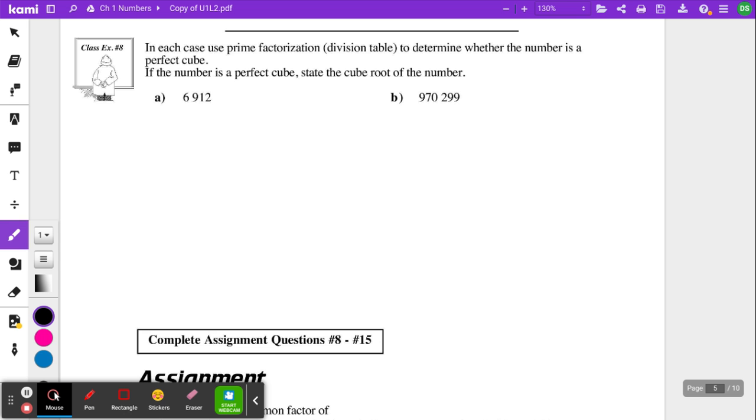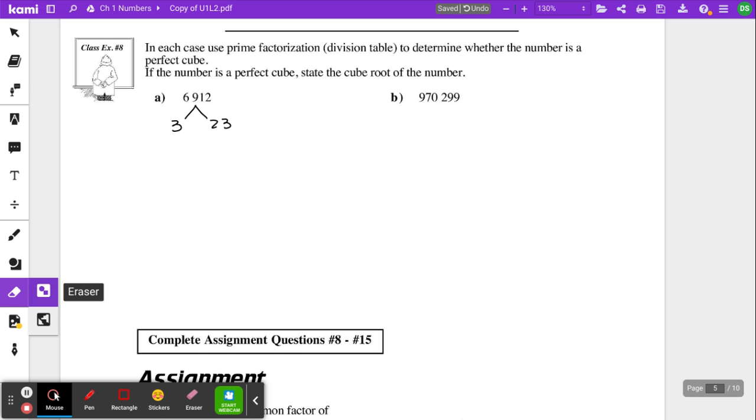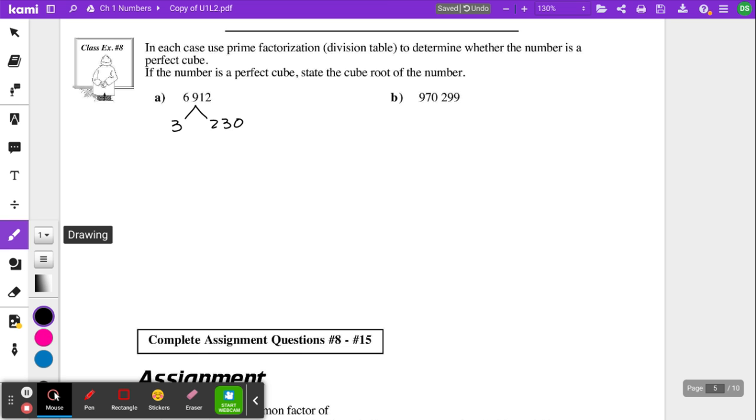Which one do you want to do? A, let's try A. All right, let's find the prime factors. Let's go fast. Somebody rock and roll. What do you want to split it into? 3 goes in? Okay, twice. Oh, I'm missing a 0. Is that correct? 2,304? Yeah.